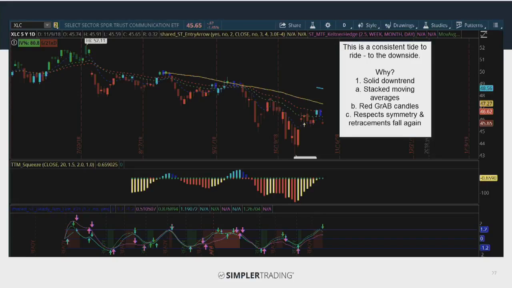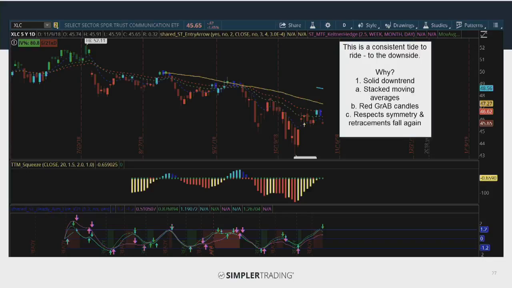So let's look at the 5-star to the downside. This is a consistent tide to ride. Why? Well, it's in a solid downtrend. Okay, that's great, but how do we quantify it? We always need to quantify it with rules. We can't just say, oh, well, it looks like a downtrend. You have to look at your rules. We have stacked moving averages. We have price that's printing below the moving averages. We have price that continues to retrace the moving averages and fall. You can measure that with Fibonacci. You have red grab candles. And like I said, the last one right here, it respects symmetry and retracements, which is our Fibonacci component.